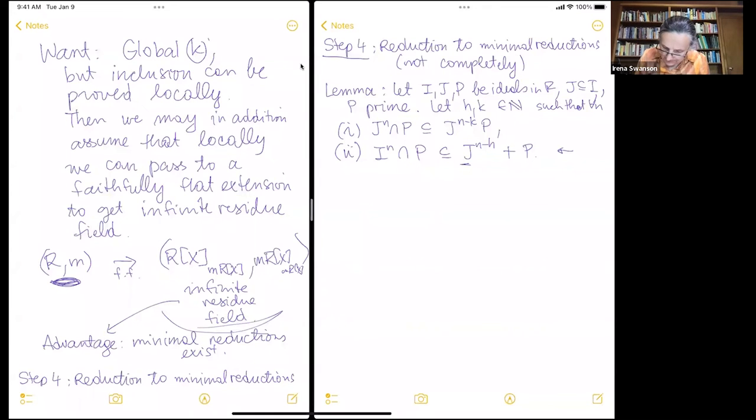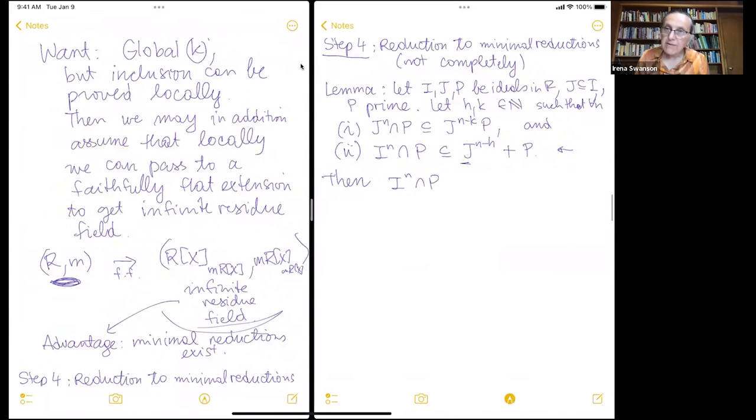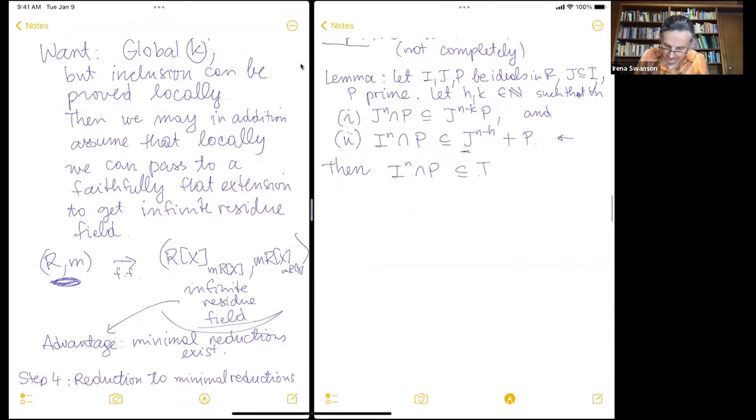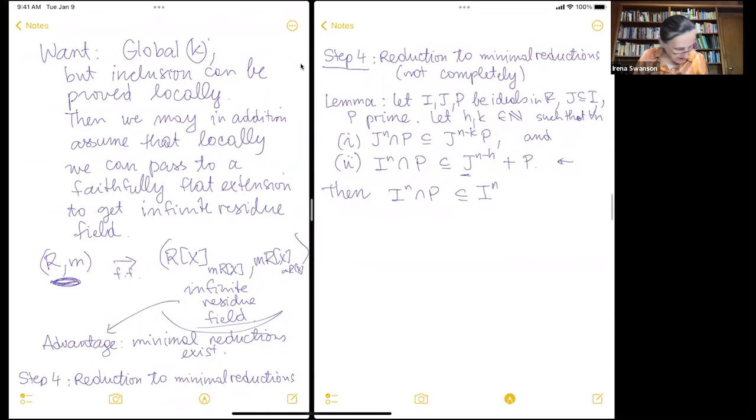And so if we have these assumptions, then what's the conclusion? I to the N intersected with P, so now we get the uniform Artin-Rees for ideal I, which might be arbitrary, that is in I to the N minus K minus H minus 1 P, for all N. Okay, so if we know it for J, maybe J is a reduction of some sort, and we know some good relation between I and J, so these are assumptions one and two, then we will also know a uniform Artin-Rees for arbitrary ideals.